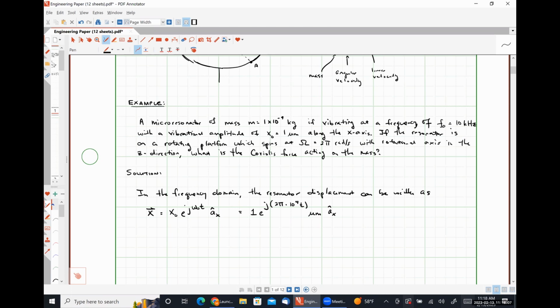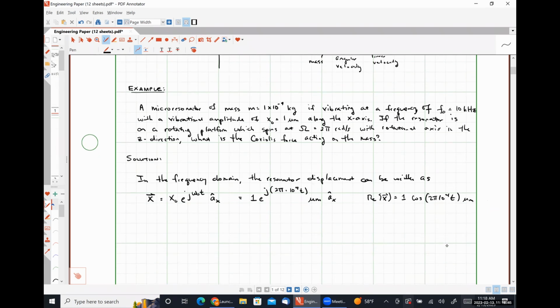All right, so let's start here. Are we all okay with this representing our displacement? Anybody have a problem or anything, right? Just to be clear here, the real part of this thing would be 1 cosine 2 pi times 10 to the 4t microns in the x direction. So that's the time domain signal that we're representing with complex numbers, because I don't like doing calculus on sinusoids.